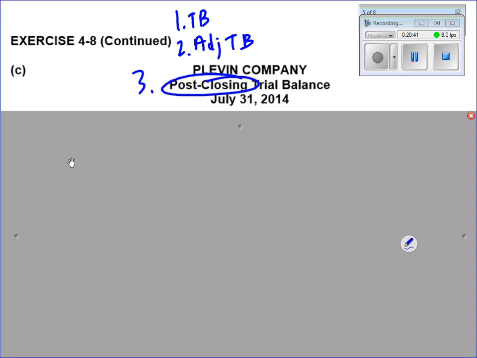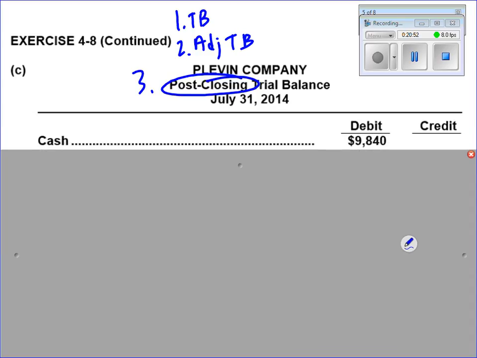Okay. You can use the book for this part. Cash remained untouched through this whole closing process. Why? Because it's an asset that does not get closed. It rolls into the next fiscal period.